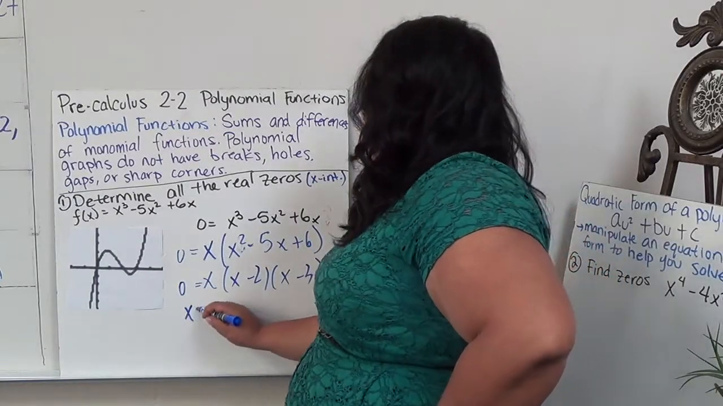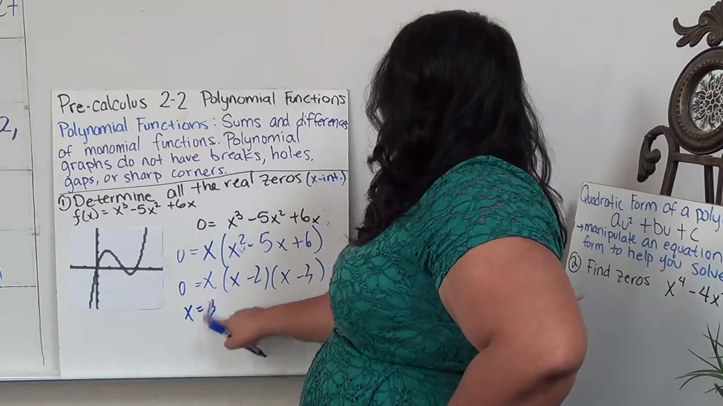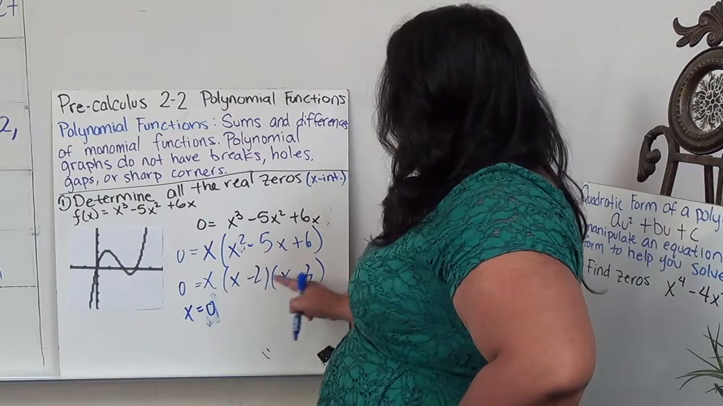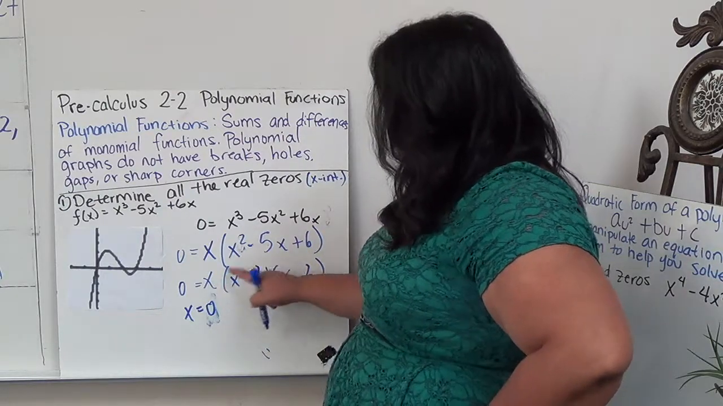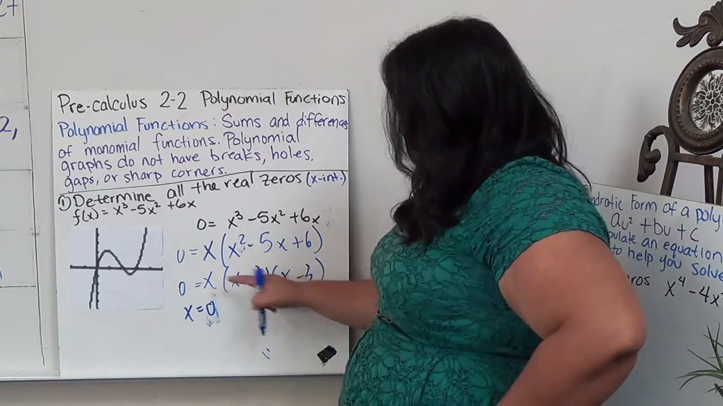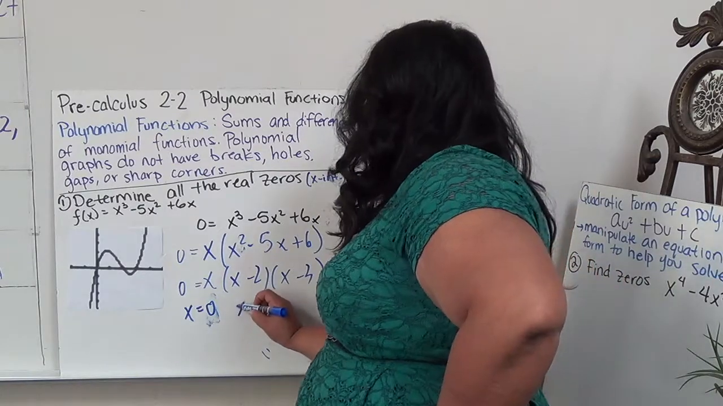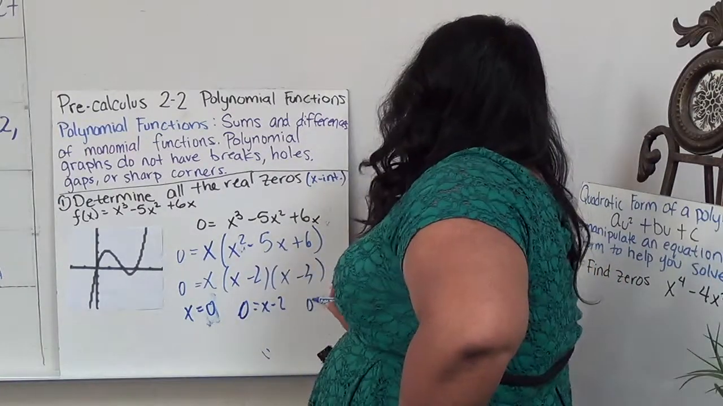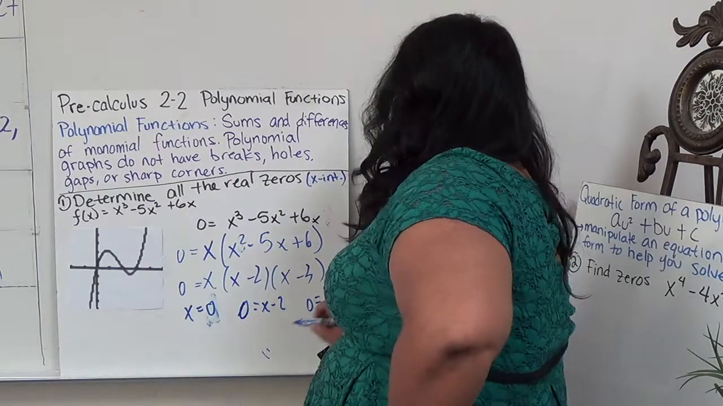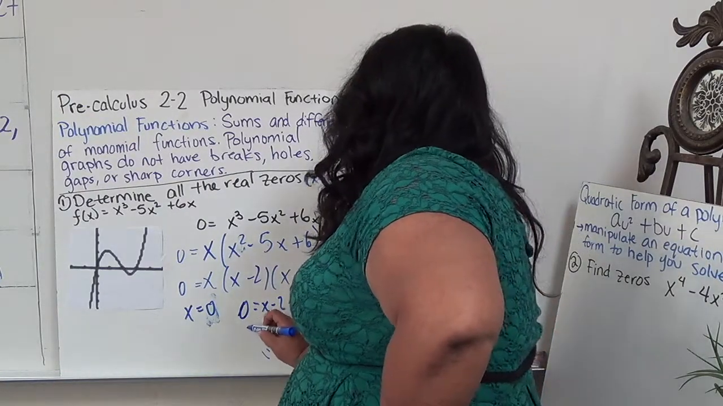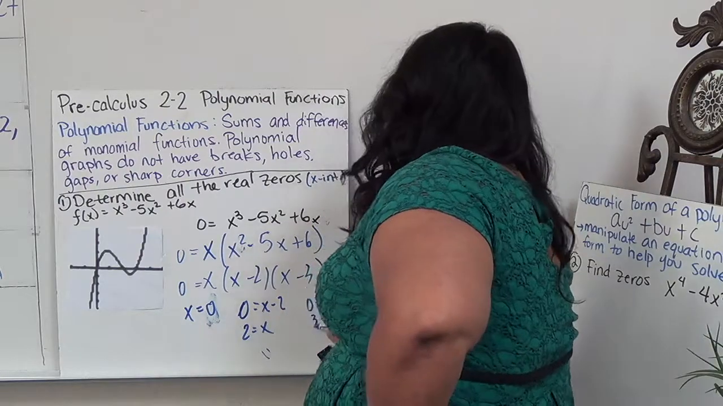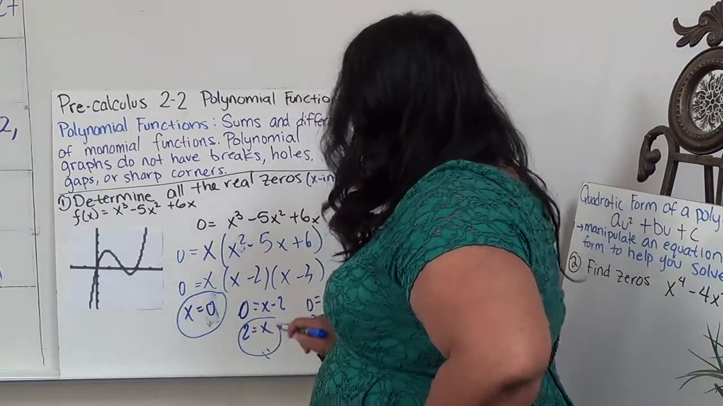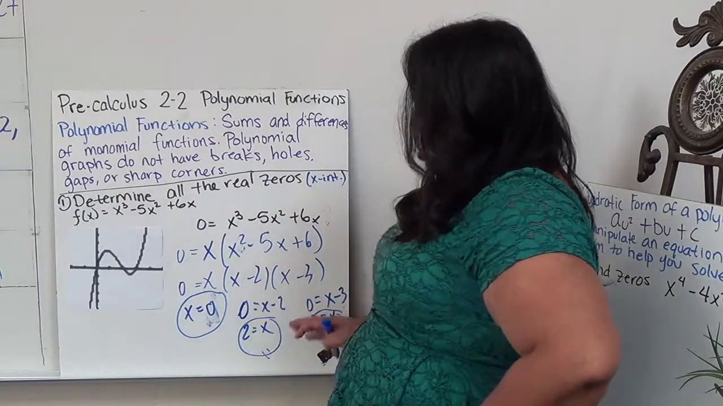So we have x equals 0, because if this is 0, the whole thing's 0. So my options are x equals 0, 0 equals x minus 2, and 0 equals x minus 3. So we have 2 equals x and 3 equals x. So our answers are x equals 0, x equals 2, and x equals 3. These are our zeros.